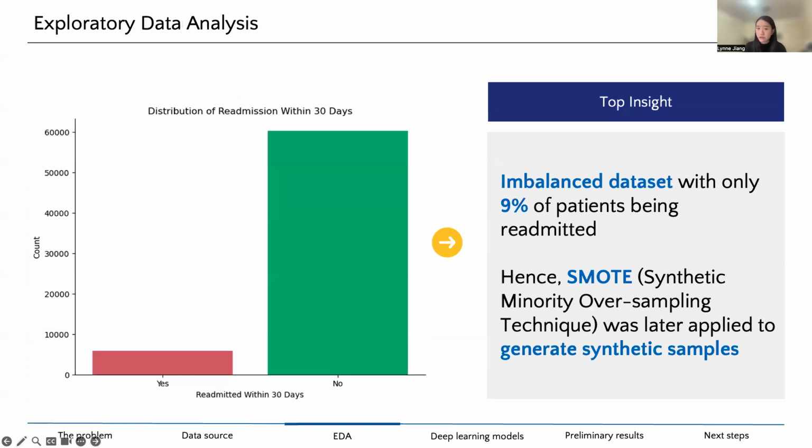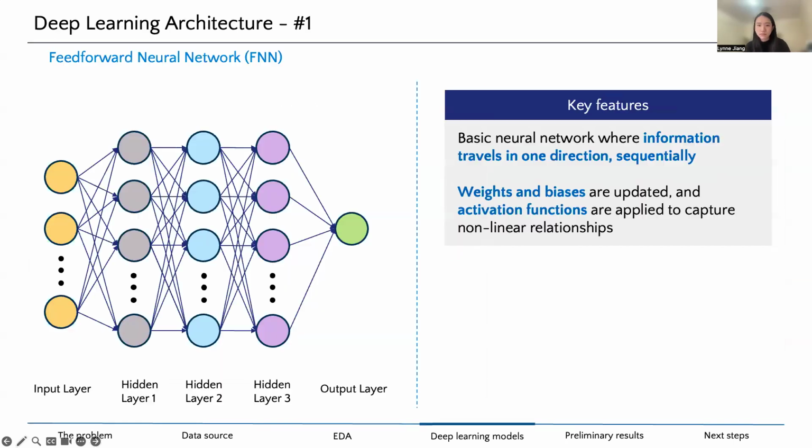The EDA also showed that the dataset is imbalanced, with only 9% of patients being readmitted, as shown by the distribution on the left. Hence, the synthetic minority oversampling technique was later applied to generate synthetic samples for the minority yes class. For the first deep learning architecture, a feed-forward neural network was chosen.